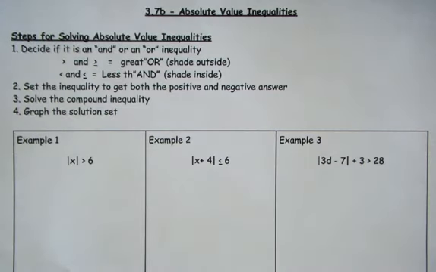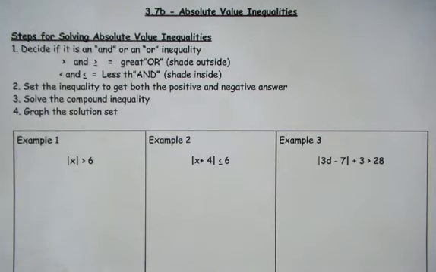So we are now talking about absolute value. We did some absolute value equations at the beginning of this section. And 3.7b is going to be on absolute value inequalities. In Unit 3 on the whole, we've been talking about inequalities. We've learned how to solve them, how to graph them, how to use interval notation to represent them.